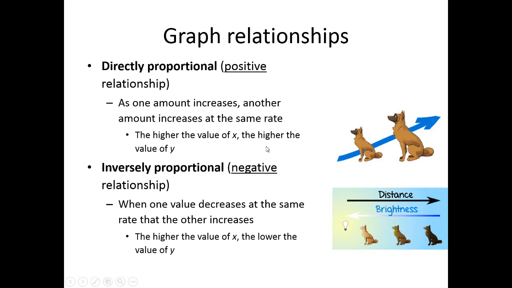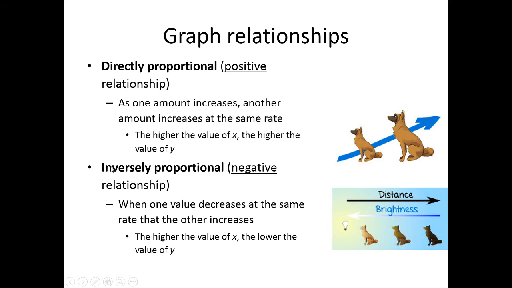Let me give you another example. Say we're looking at the progression of animals, of this dog, its growth over time. So over time, as time increases, growth increases. As time increases, growth increases. That's a direct proportion, a positive relationship.